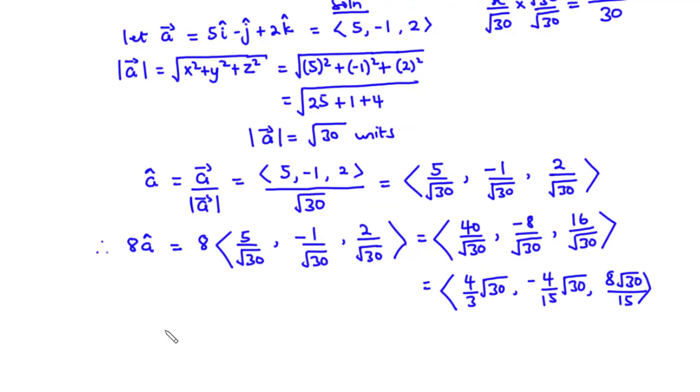Now we can represent the vector 8A cap in the vector component form as 4 over 3 times root 30 i cap minus 4 over 15 times root 30 j cap plus 8 over 15 times root 30 k cap.